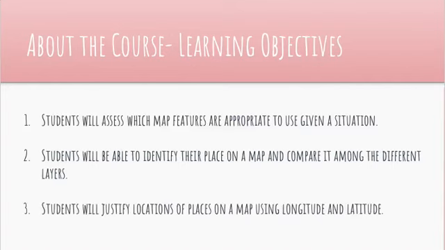The third objective is that students will justify locations of places on a map using longitude and latitude. So longitude and latitude are actually mathematical equations, based on the equator and the prime meridian. So students will be able to justify where things are, saying, I know the coordinates of this, and I know that it must be over here because that's where coordinate 3932 is.